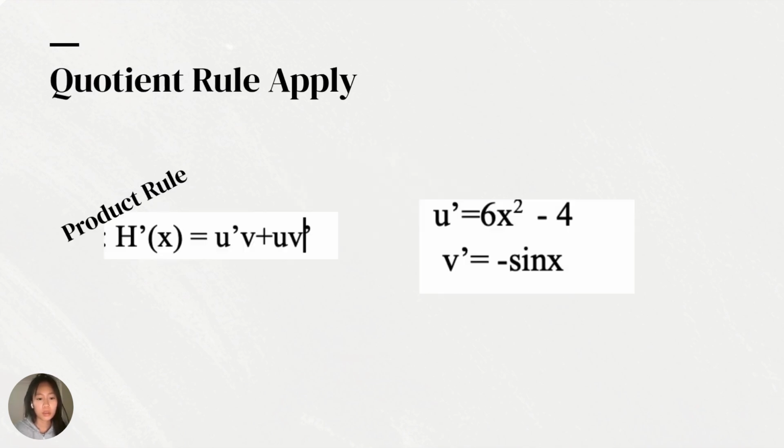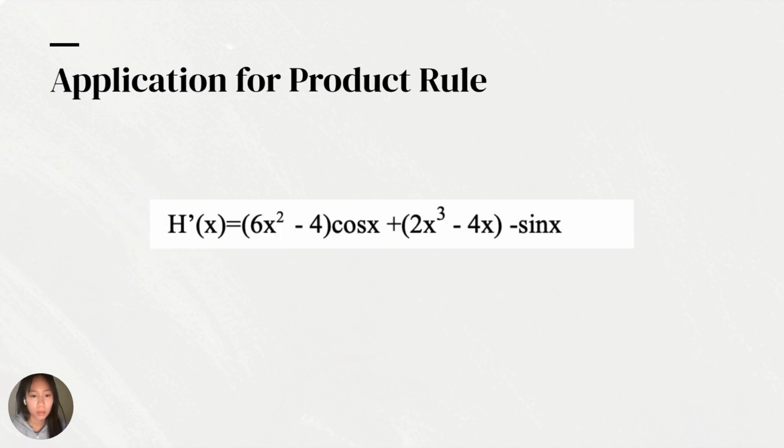We'll have u be our 2x^3 - 4x, and v be cosine. So when we take the derivative of u, we get 6x^2 - 4. Taking the derivative of cosine, we get negative sine x. Apply the product rule. This is what we should get.